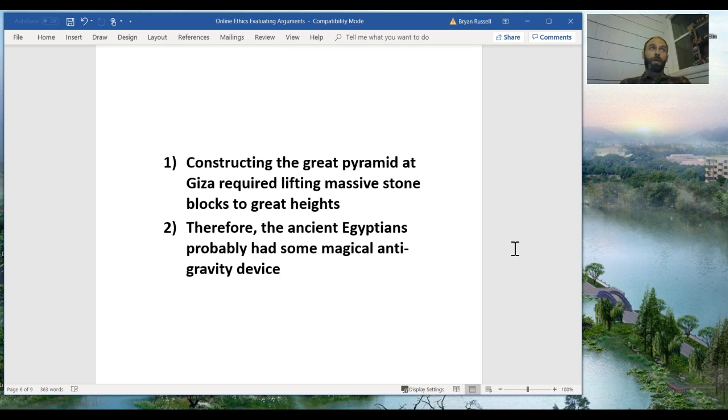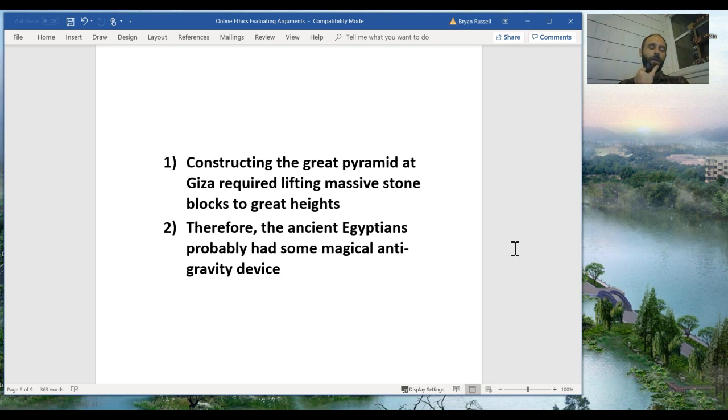So then, given that the premise is true, I guess we reverse the questions here. So it's passed the true premise test, but then we also have to ask, if the premise is true, which we found it was, would that give us good enough reason to believe the conclusion? So given that they had to lift these stones to massive heights, would that be good enough reason to believe that they had a magical anti-gravity device? Probably not.